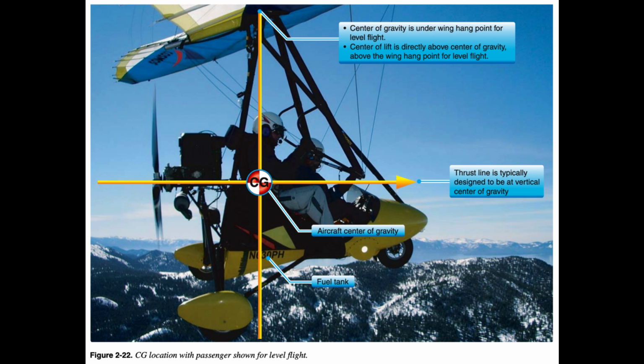For level flight, the CG is directly below the wing/carriage attachment point known as the hang point, and the propeller thrust line is typically designed to be near the vertical position of the CG. Figure 2.22. End of page 2-11. Axes of rotation.